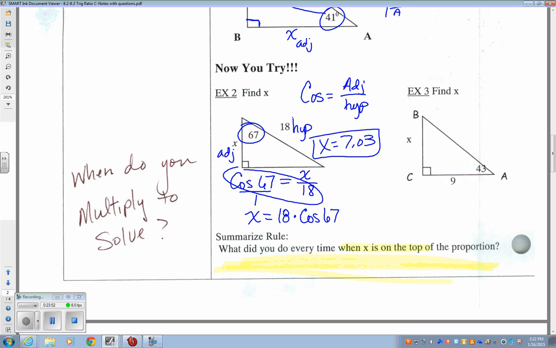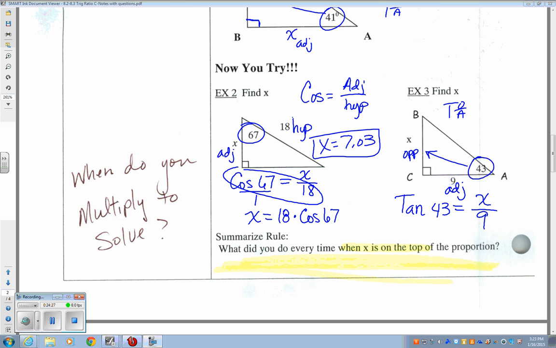Now, circle the angle, label the parts. For example 3, see if you can come up with the trig ratio or the trig function that you would use to solve this one. I'm going to pause this for a bit. All right, if I circle my angle first, then label the parts in relation to the angle, I have opposite and adjacent. That would be tangent, okay? That's TOA, opposite over adjacent. So there will be tangent of 43 equals x over 9.